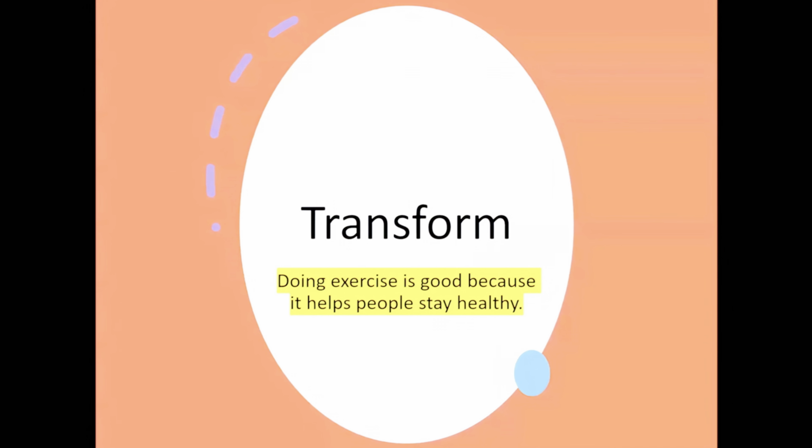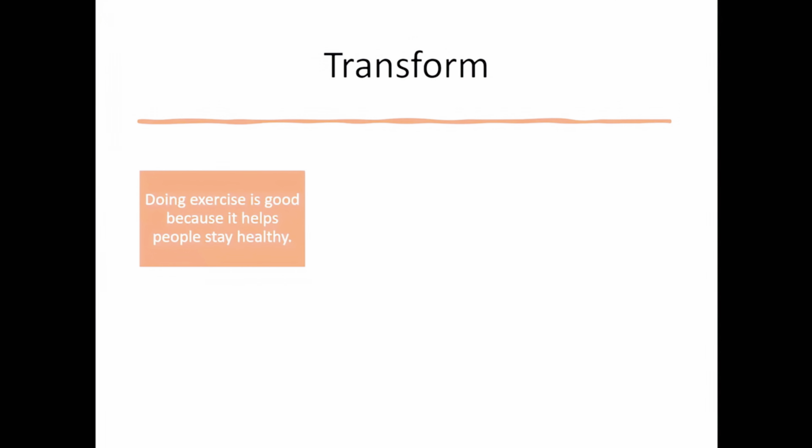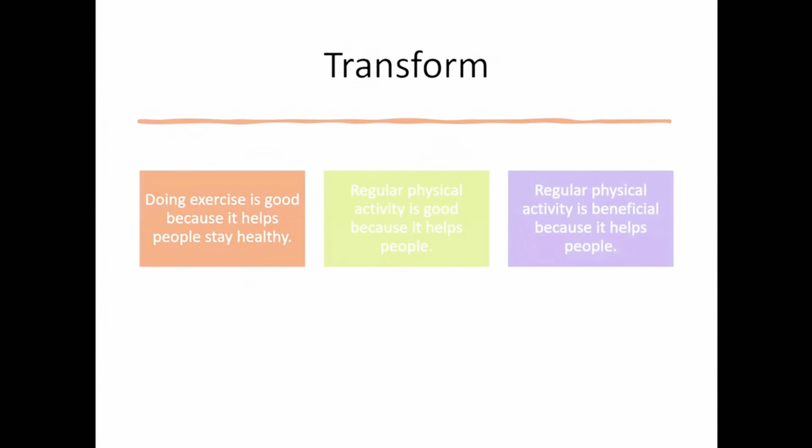So here we are. We're going to transform this sentence. Doing exercise is good because it helps people stay healthy. So instead of saying doing exercise, what can we say? Regular physical activity is good because it helps people. Okay, regular physical activity sounds a lot better. Now, how can we improve this word good? Regular physical activity is beneficial because it helps people. Okay, better. Now, regular physical activity is beneficial, and instead of saying because, since it's a word we can use too many times.